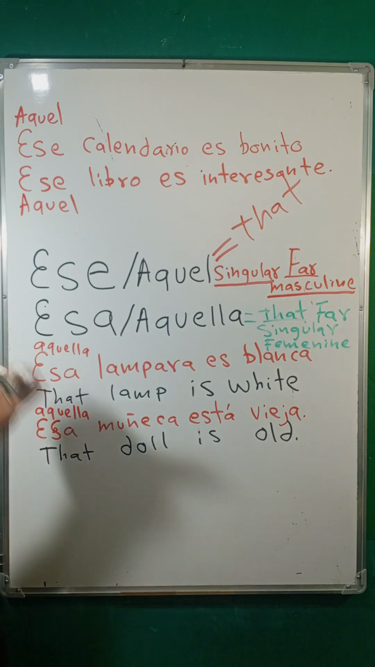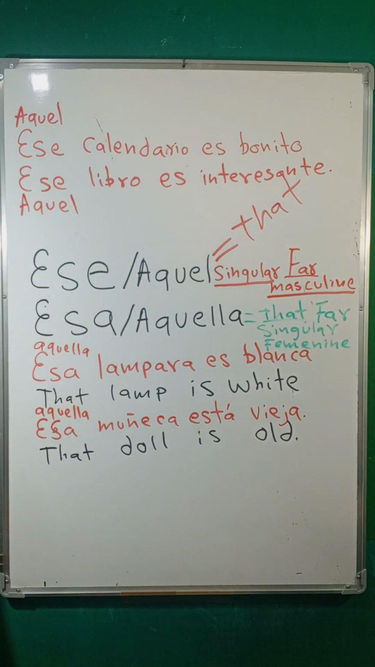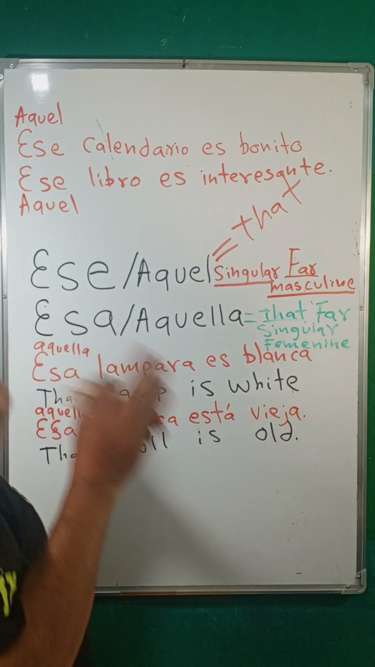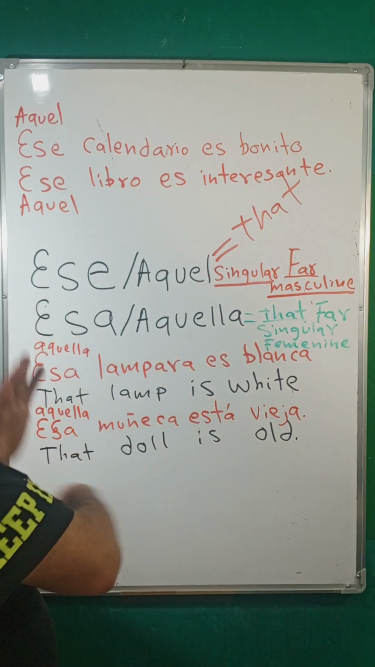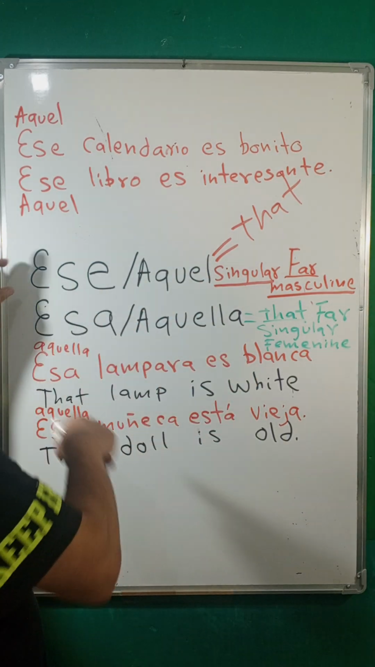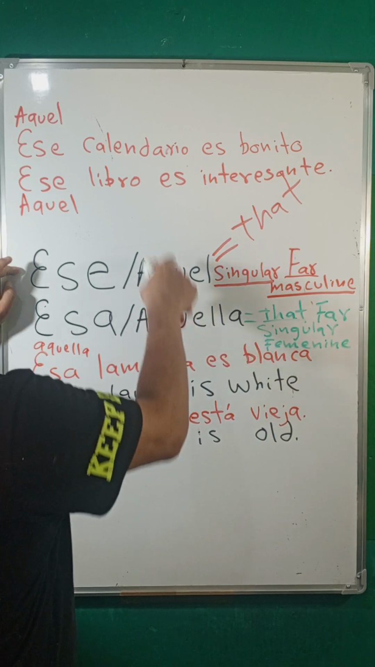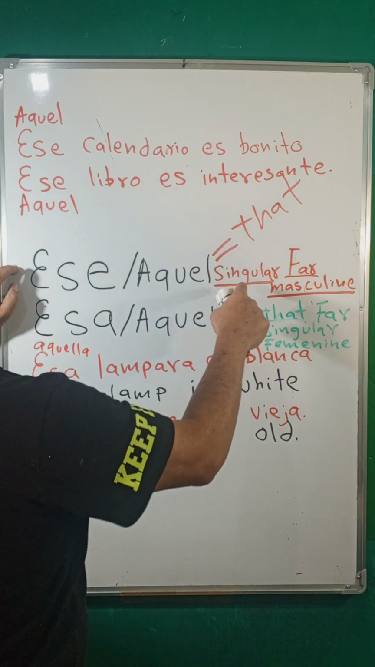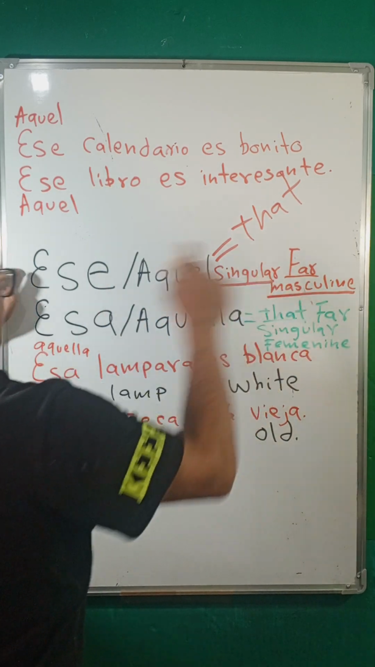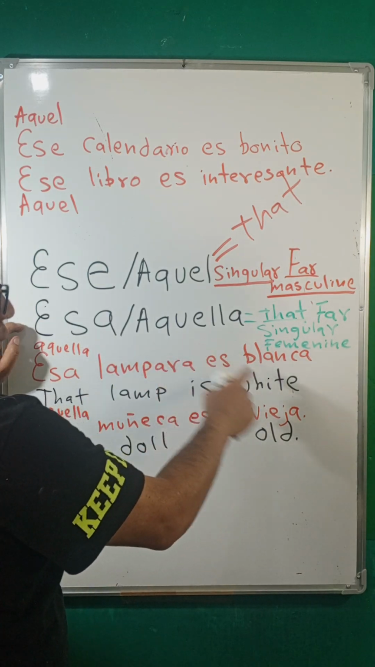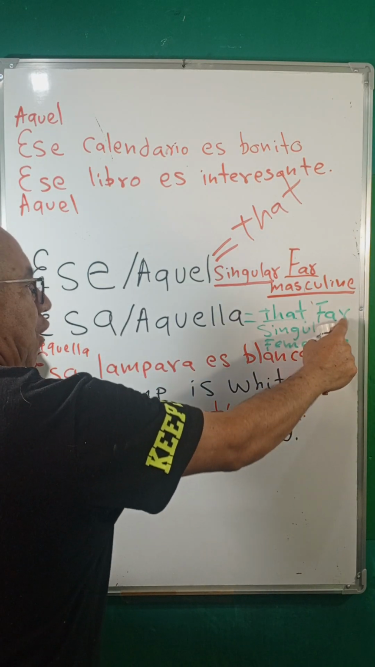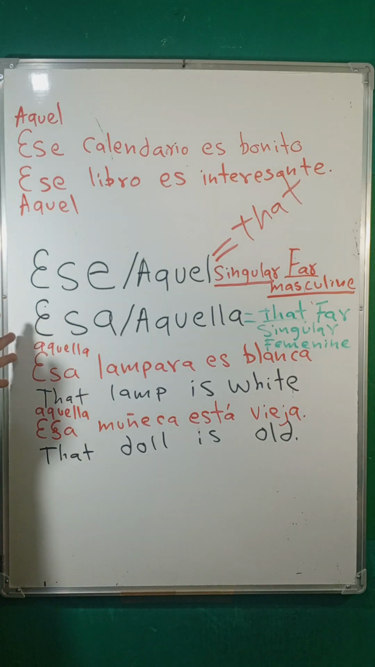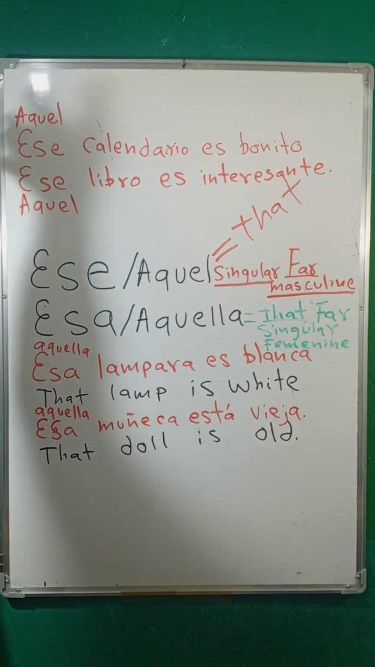Well, that's all for today, my dear friends. I hope you didn't get mixed up because I made a whole disaster in here. But remember, ese and aquel are for singular masculine. Esa and aquella are for singular feminine. And here we have our examples.